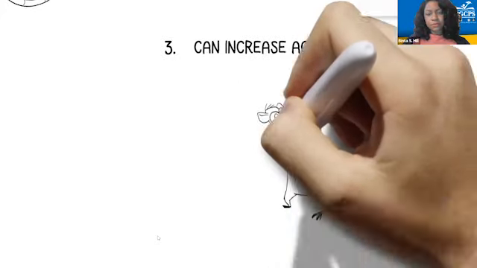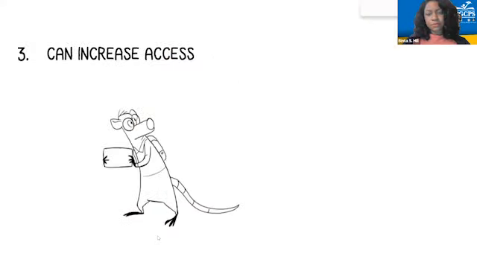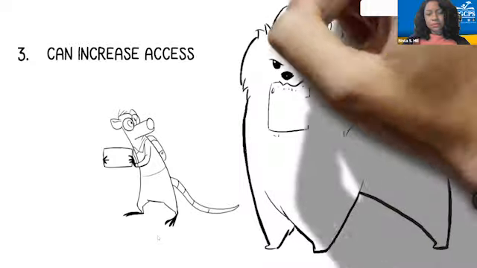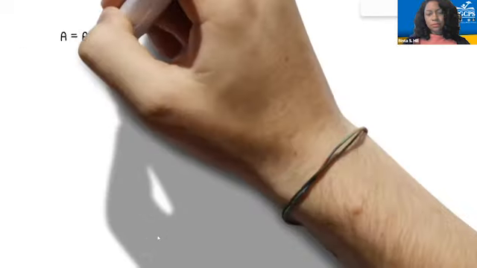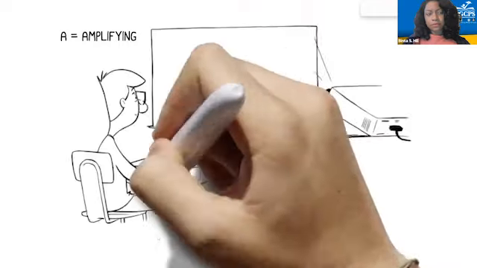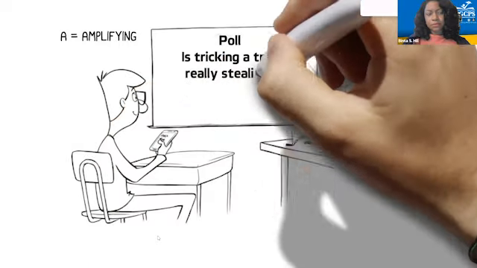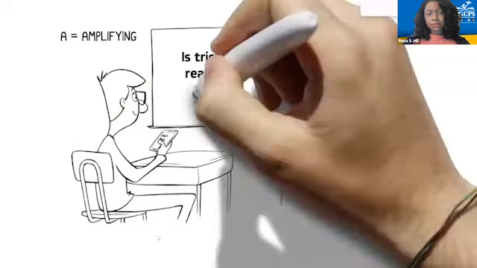For example, a digital worksheet won't get lost or eaten by your dog, but it doesn't really impact or improve learning. The A in RAT equals amplifying. In other words, technology improves the efficiency of tasks or introduces new functions to original tasks.